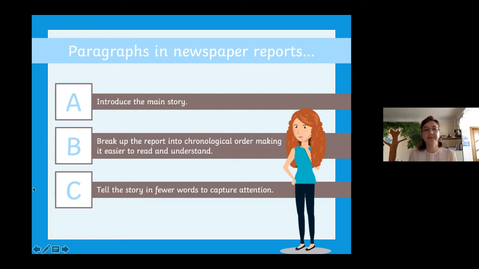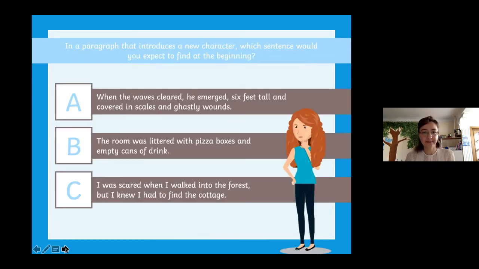Next question. Paragraphs in newspaper reports introduce the main story, break up the reports into chronological order, making it easier to read and understand, or tell the story in few words to capture attention. So, what do you think the correct answer is? I would opt for B, as it breaks the report into chronological order, making it easier to read and understand.